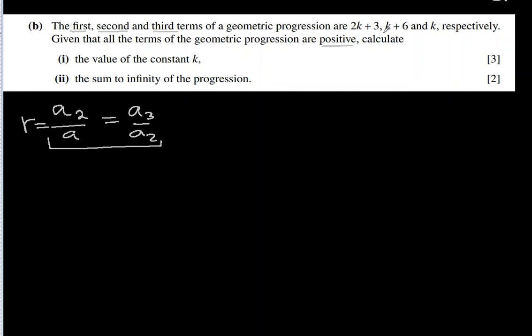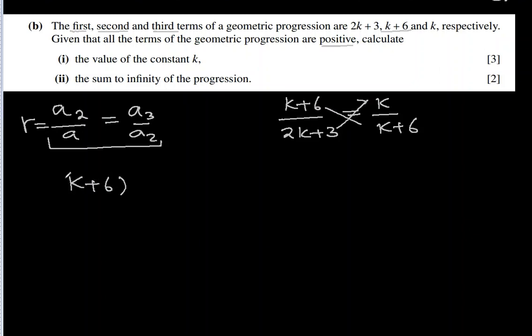A2, second one, is K plus 6, divided by the first one, which is 2K plus 3, equals the third, which is K, divided by the second again, K plus 6. Now we'll cross multiply to make it a simple equation. (K plus 6) square equals K times (2K plus 3).